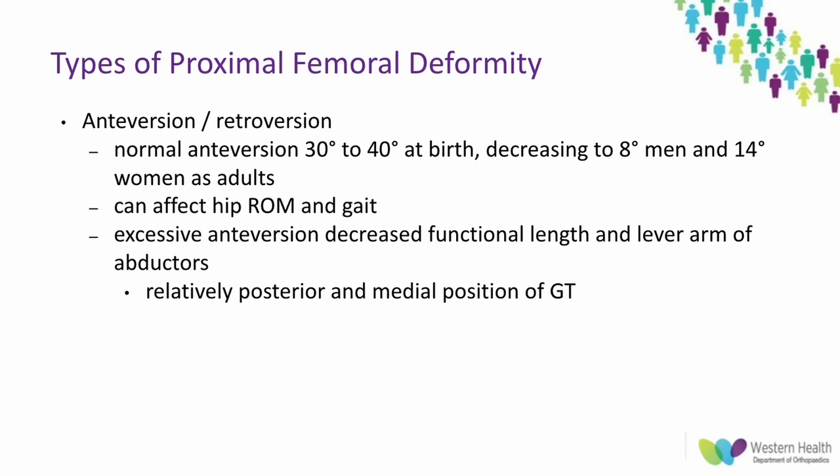Now finally, there's deformities of anteversion and retroversion. As previously described, the normal anteversion is about 30 to 40 degrees at birth and then decreases with growth. If you have excessive anteversion or retroversion, it can affect the range of motion and gait. Excessive anteversion is also associated with a decreased functional length and lever arm of the abductors due to the relatively posterior and medial position of the GT.